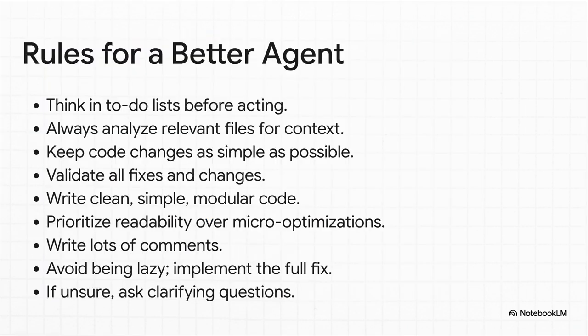And what goes in this playbook? Well, rules like these. And these aren't just gentle suggestions. They are direct commands that literally shape how the AI thinks. For instance, when you tell it to think in to-do lists, you force it to break down a complex problem into smaller, manageable steps, just like a good developer would. Or my favorite, avoid being lazy. That one stops it from taking those frustrating shortcuts that end up causing more work later. Just adding a few simple rules like this can radically improve the quality of everything it does.